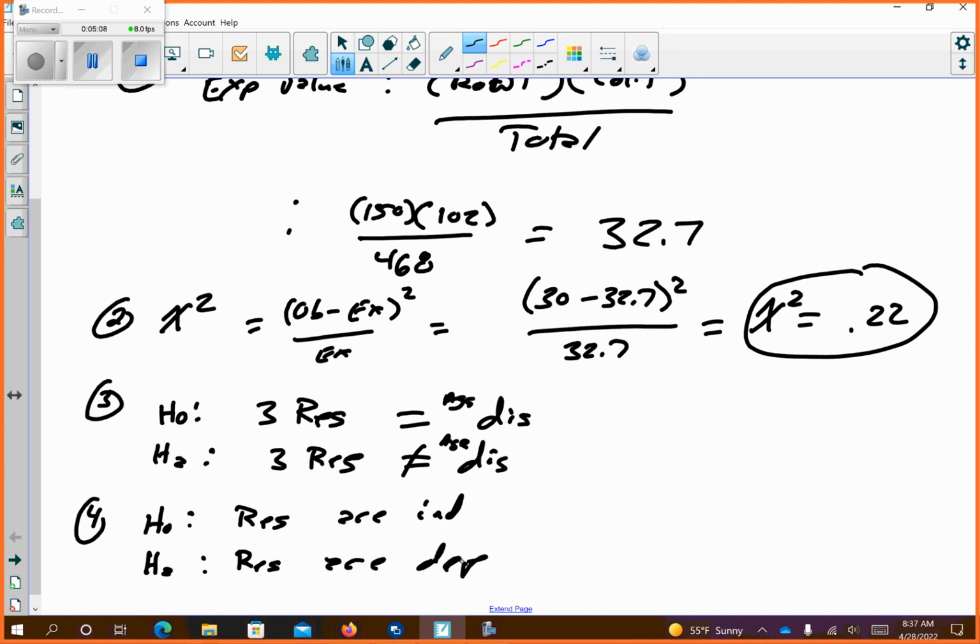Seem good so far? Ooh, then we get to the degrees of freedom. We had to change this a little bit. How do we find the degrees of freedom? The number of rows minus 1 times the number of columns minus 1. So rows would have been 4 minus 1, which is 3. Columns would be 3 minus 1. So I get a whopping 6 degrees of freedom. Yay!